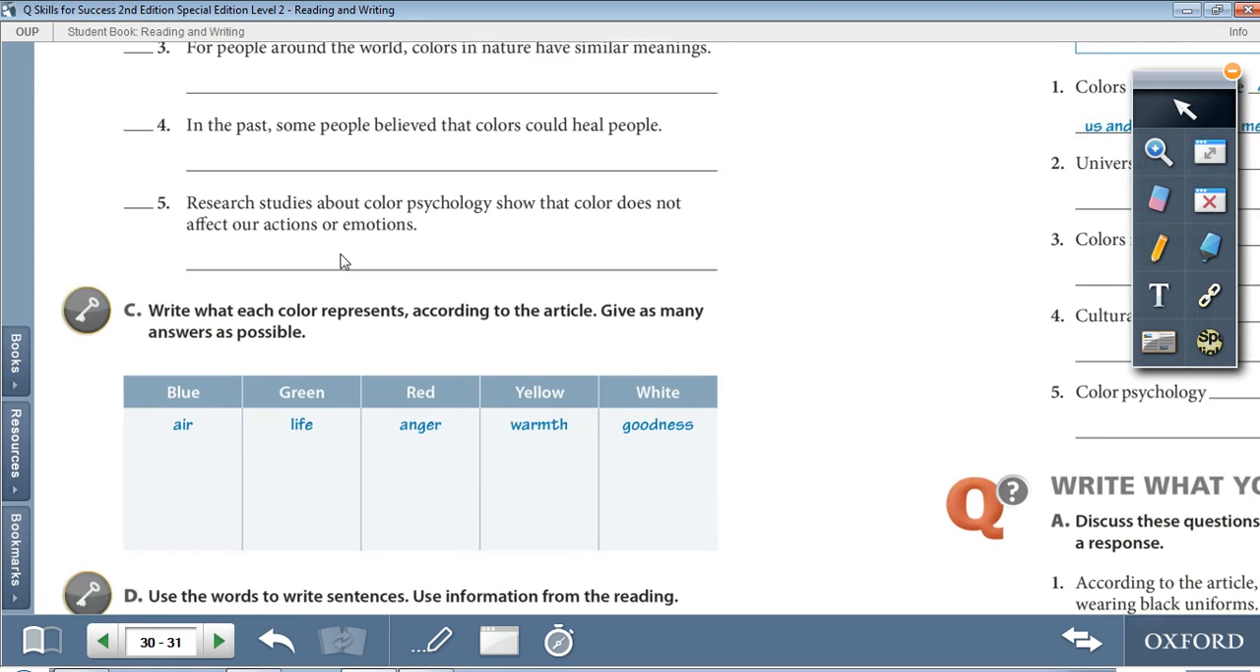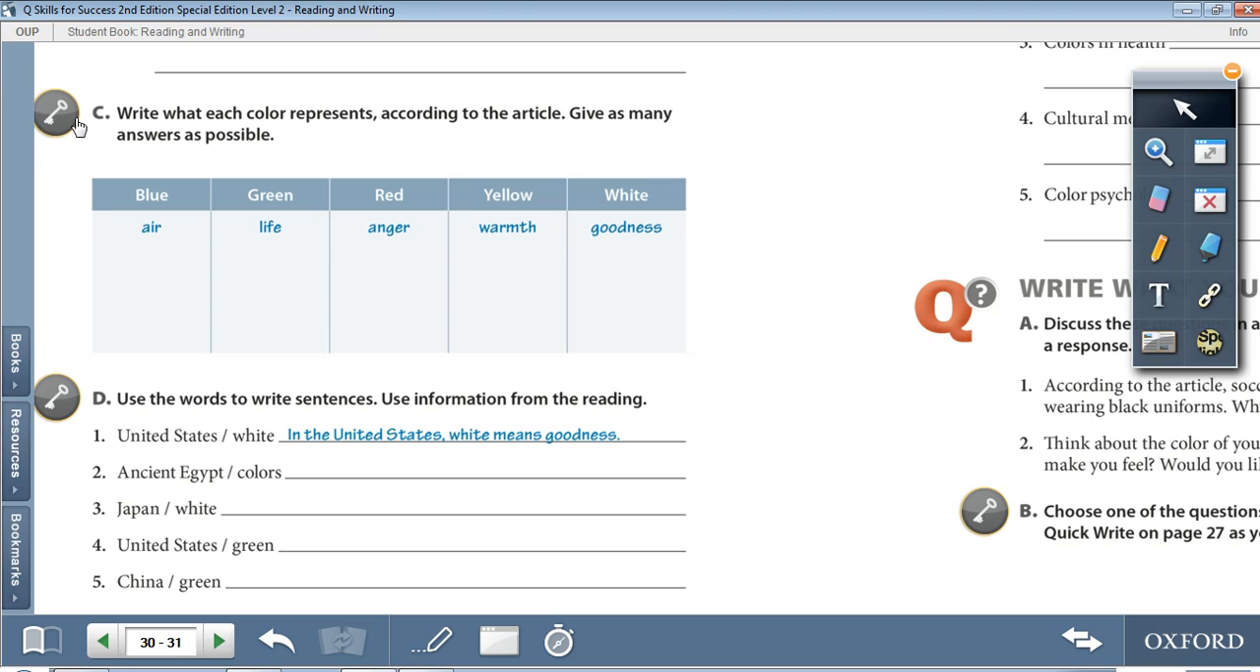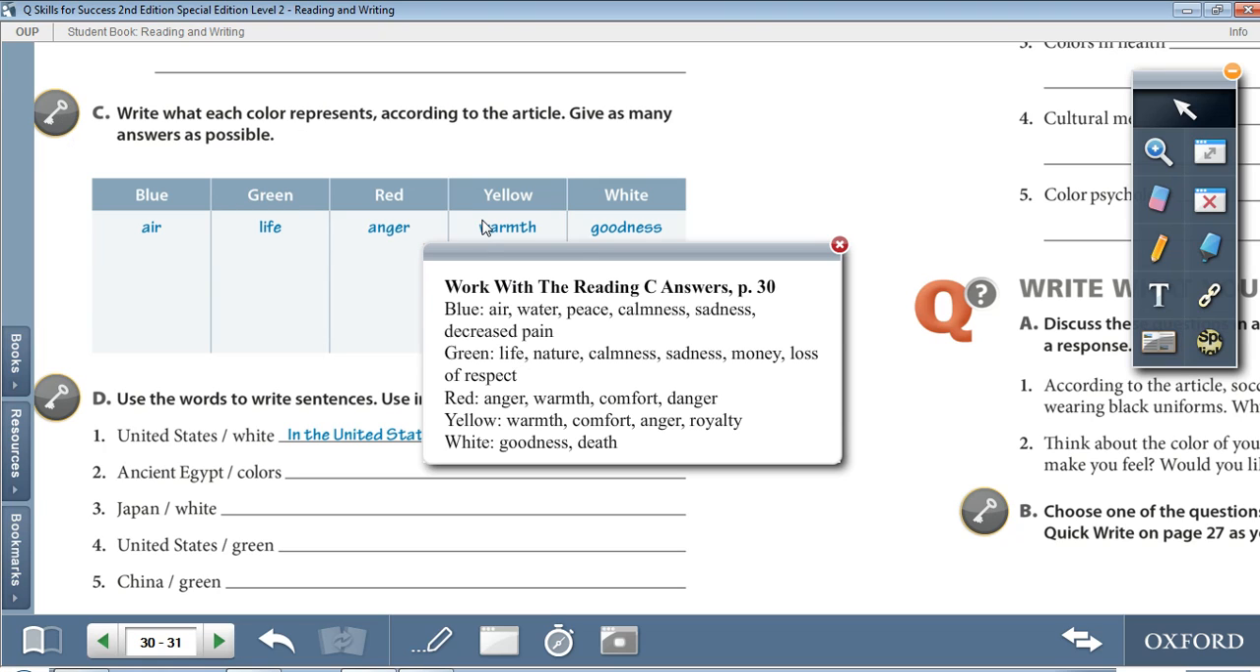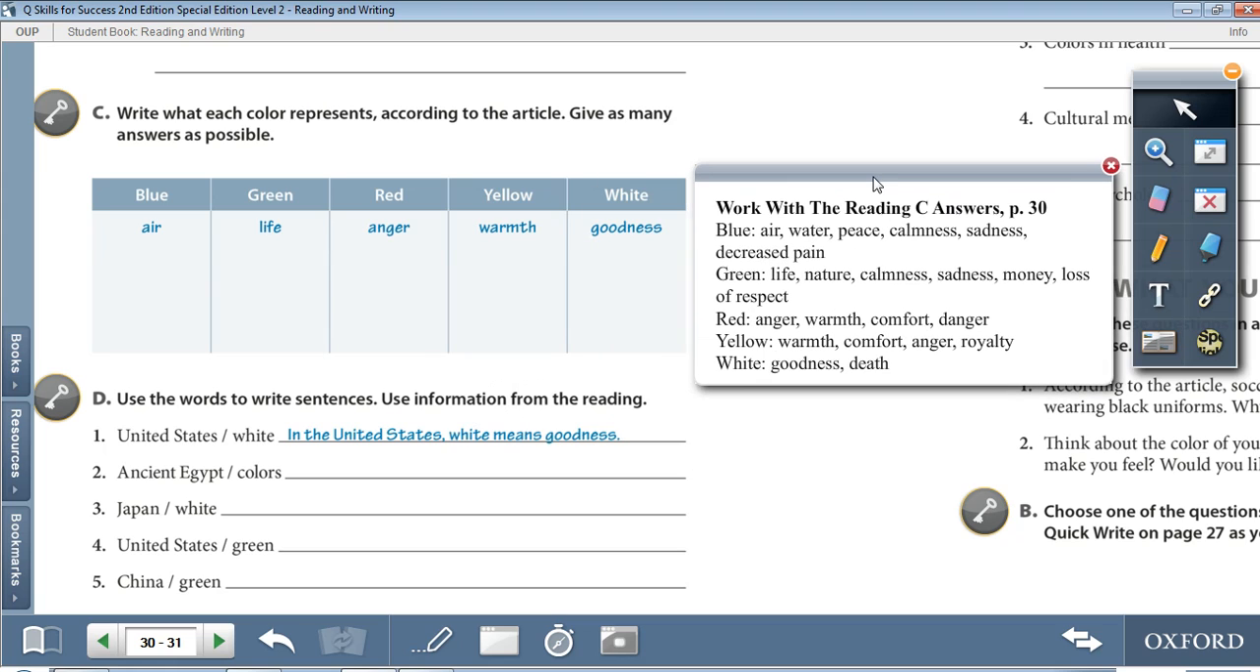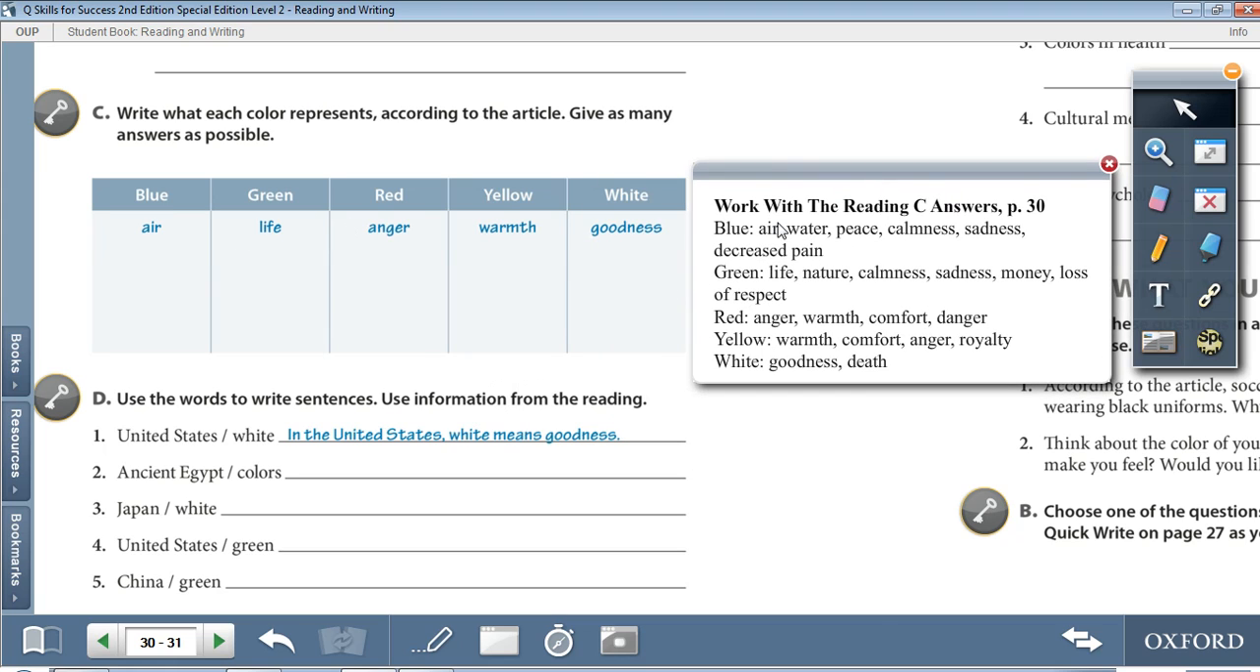Moving on to activity C. Write what each color represents according to the article. Give as many answers as possible. Blue, it represents air, water, peace, calmness, sadness, decreased pain. Green represents life, nature, calmness, sadness, money, loss of respect. Red represents anger, warmth, comfort, and danger. Yellow represents warmth, comfort, anger, and royalty. And white represents goodness and death.